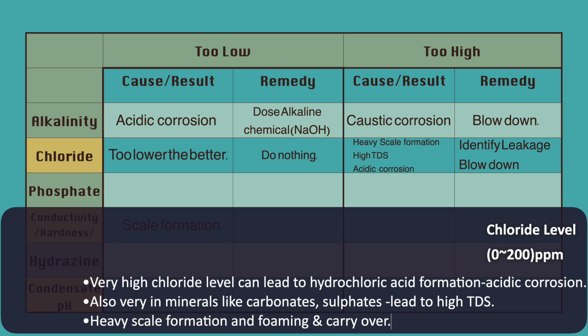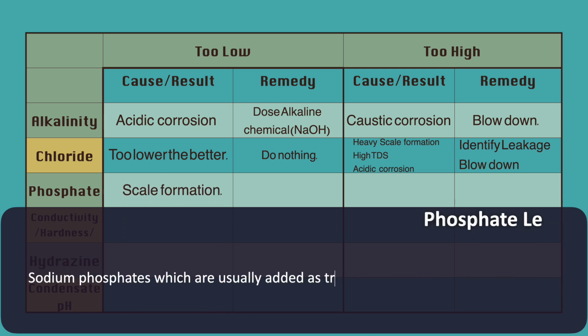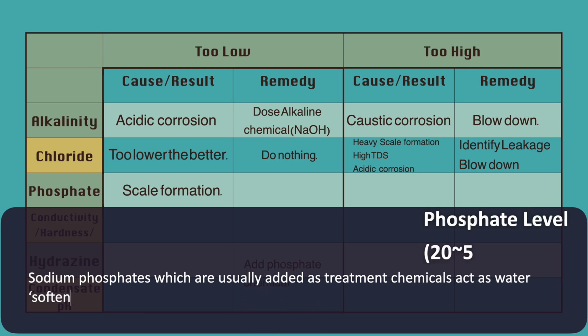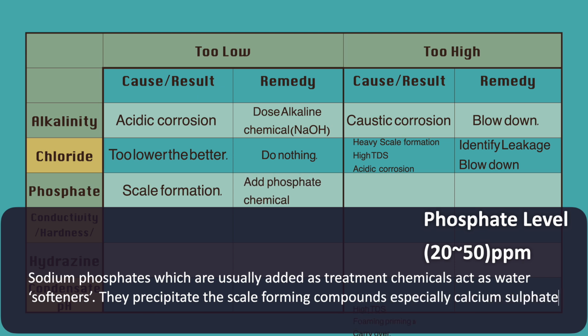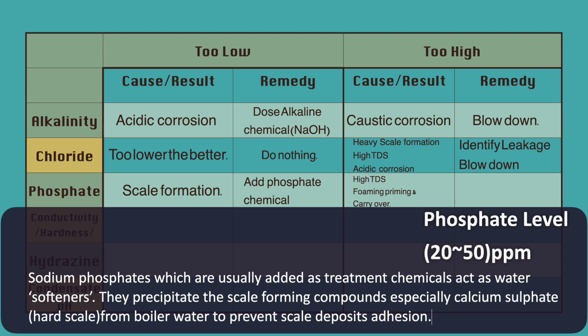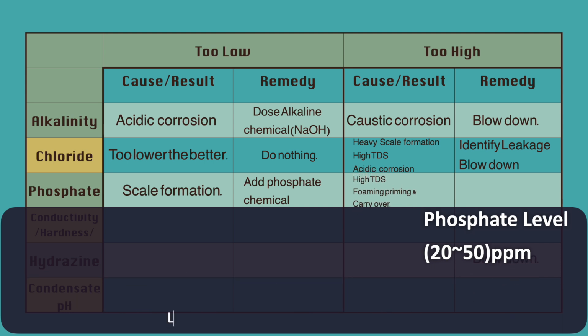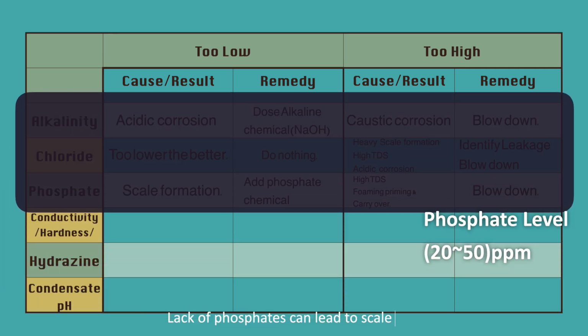If the phosphate level is too high or too low, the following consequences will happen. Sodium phosphates, which are usually used as a treatment chemical, act as water softeners. They precipitate the scale forming compounds, especially calcium sulfate, hard scale, from boiler water to prevent scale deposit adhesion. Lack of phosphates can lead to scale formation. Too much phosphate can lead to high total dissolved solids.